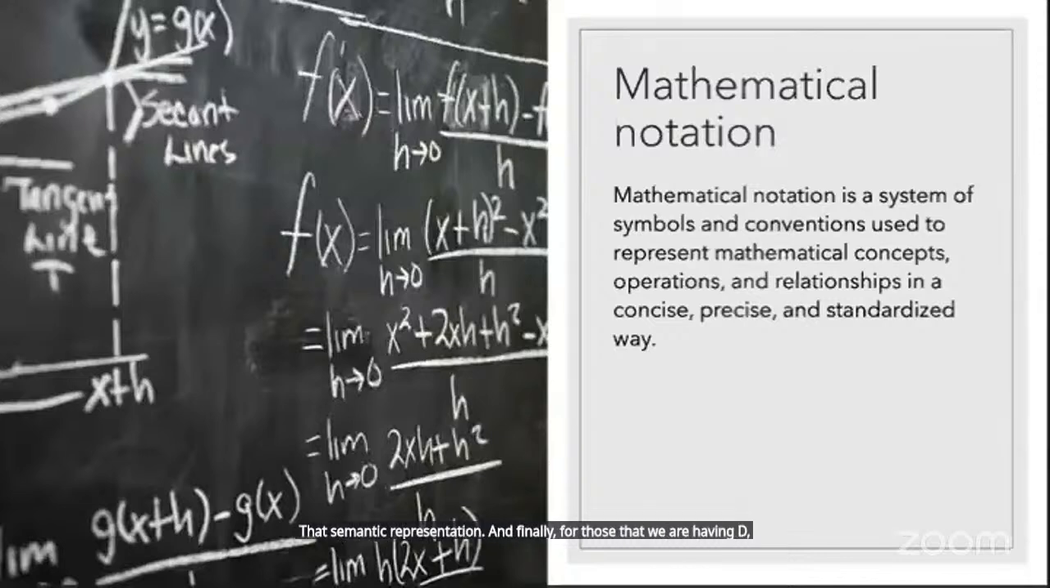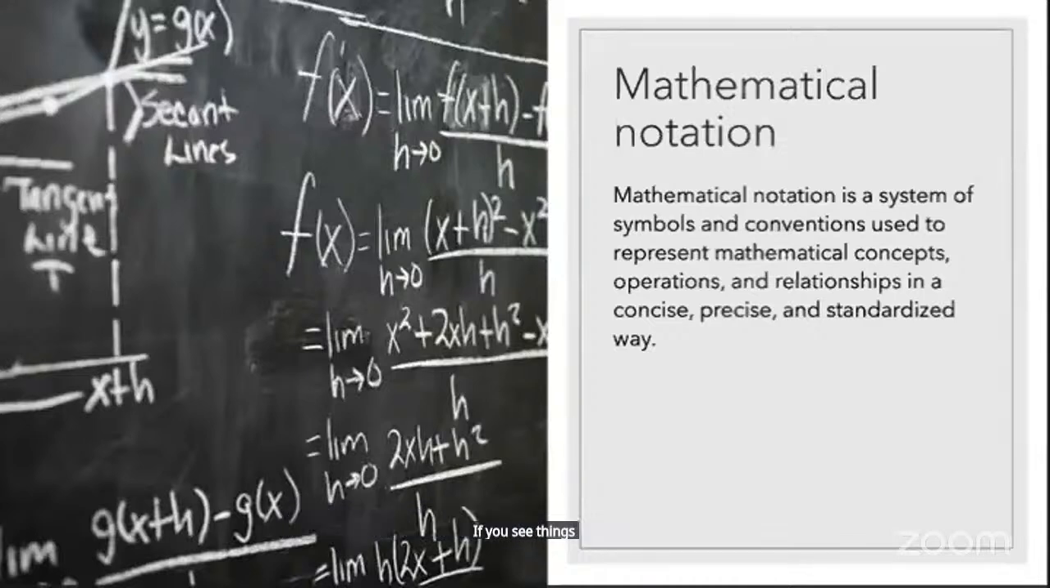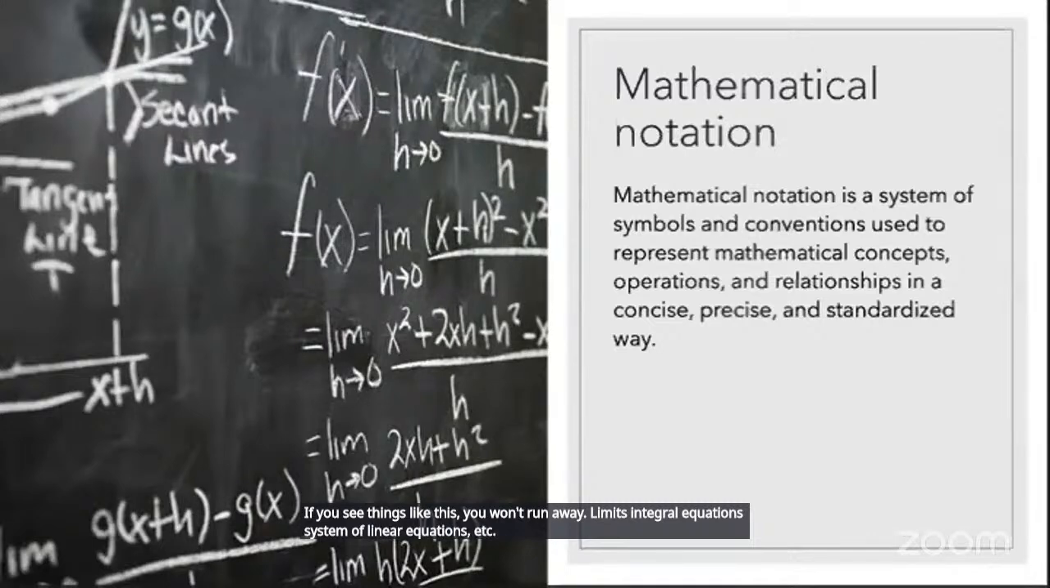And finally, for those that were having D or E in maths, okay, wait, none of them are here. Yes, you can't get admission at B without at least a C. So for those that were having C in maths, if you see things like this, you want to run away. Limits, integral, equations, system of linear equations, etc. So when we talk about mathematical notation, we're talking about them.